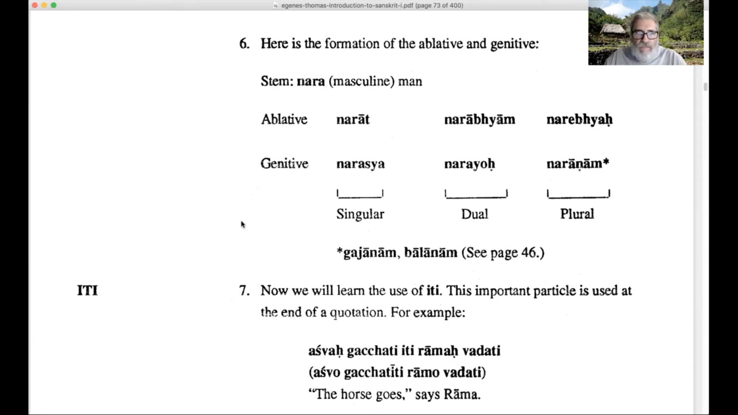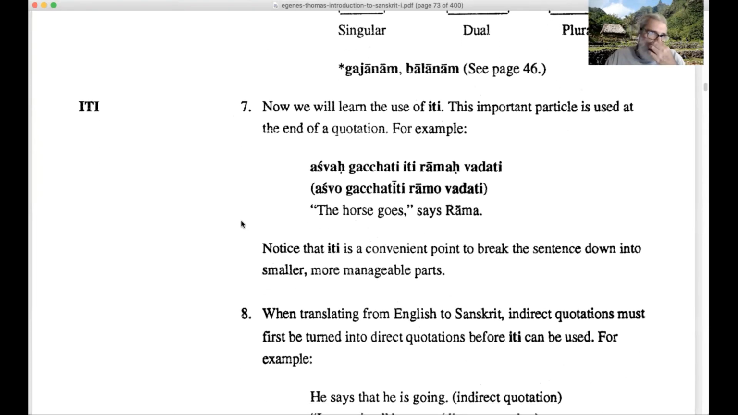Now we're going to learn the use of the word iti. Iti is an indeclinable, an important particle, as it's called in English. It is used at the end of a quotation, meaning direct speech. When direct speech is involved, we simply say the direct speech and then put iti at the end to show that it's direct speech. You can see the example here.